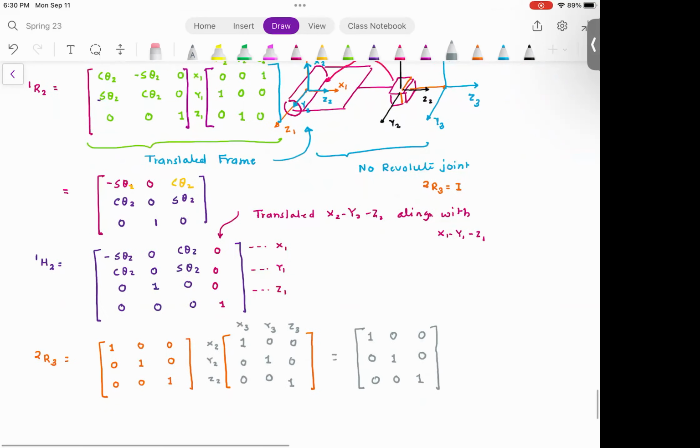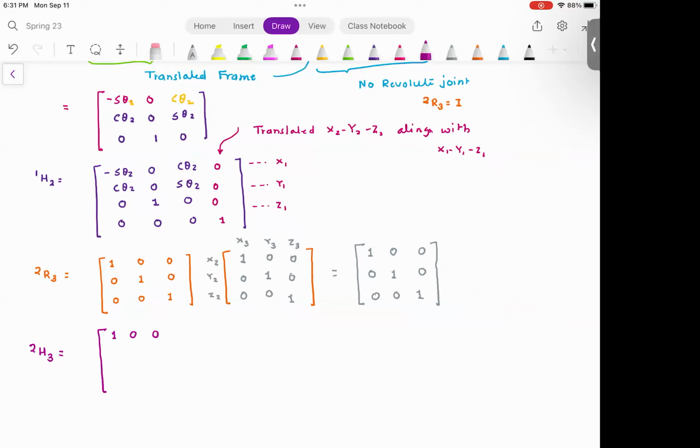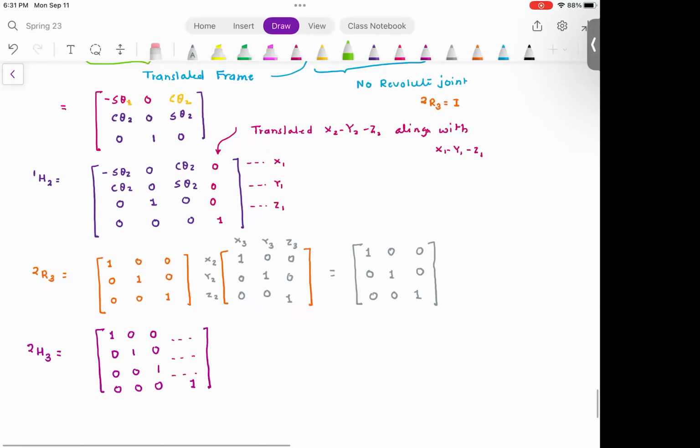The story doesn't end here because we want the homogeneous transformation, which is 2H3. And in 2H3, I would copy this matrix: 1 0 0 0, 0 1 0 0, 0 0 1 0, 0 0 0 1. Now here I want you to understand something. Here there are three fill in the blanks. At the first location, which is first row, fourth column, that is the distance between frame 3 and frame 2 along x2. Then frame 3 and frame 2 along y2. Then frame 3 and frame 2 along z2.